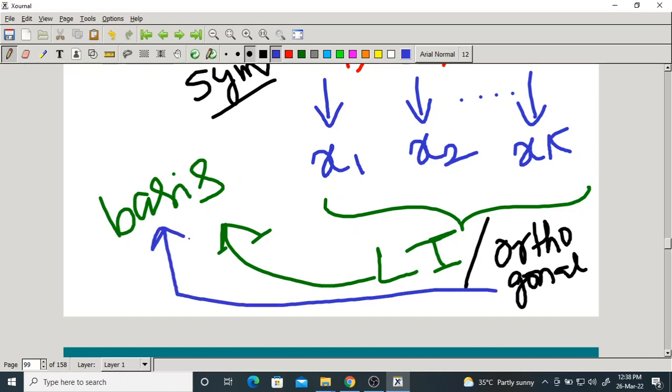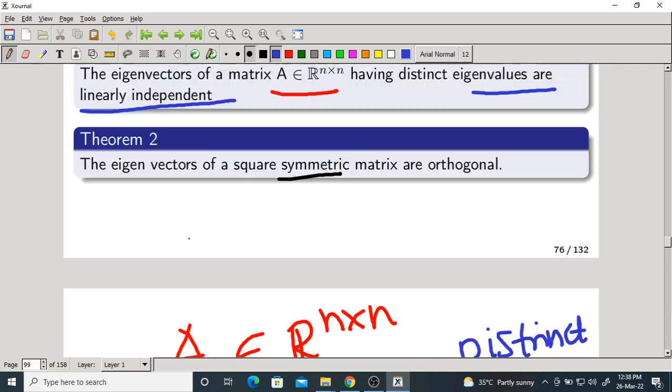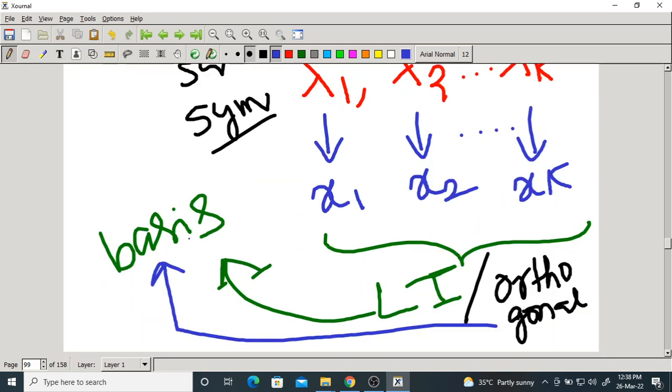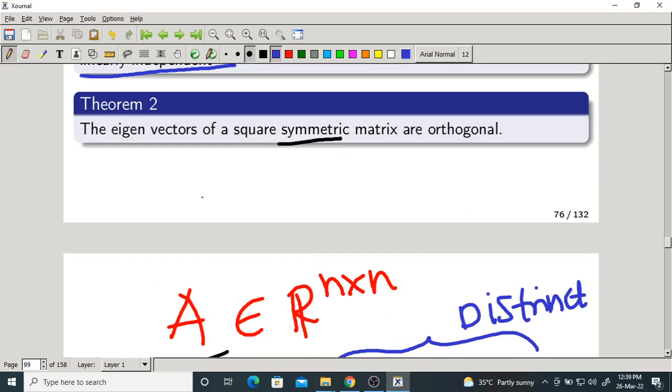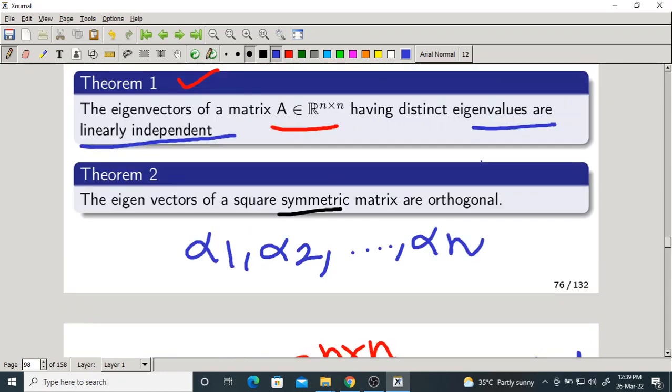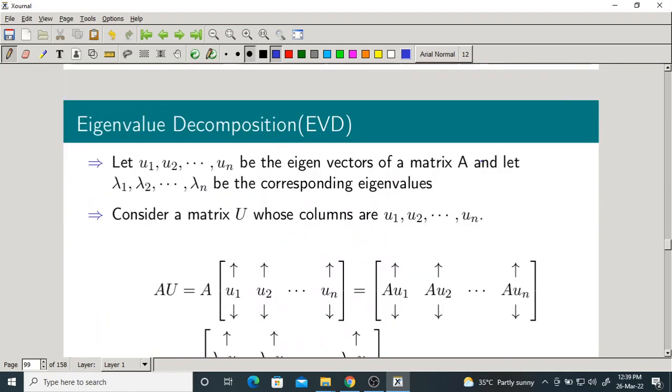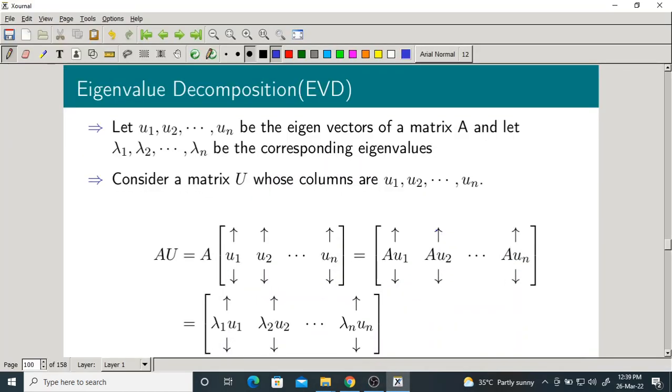Now if it is square symmetric, we have a convenience. Why? Because the eigenvectors are orthogonal. They can be used as a basis, and if they are orthogonal, by default orthonormal, you can easily identify the scalars. Okay, that is the logic. Theorem 1, theorem 2 are very important. Right. Now we will briefly go through eigenvalue decomposition.